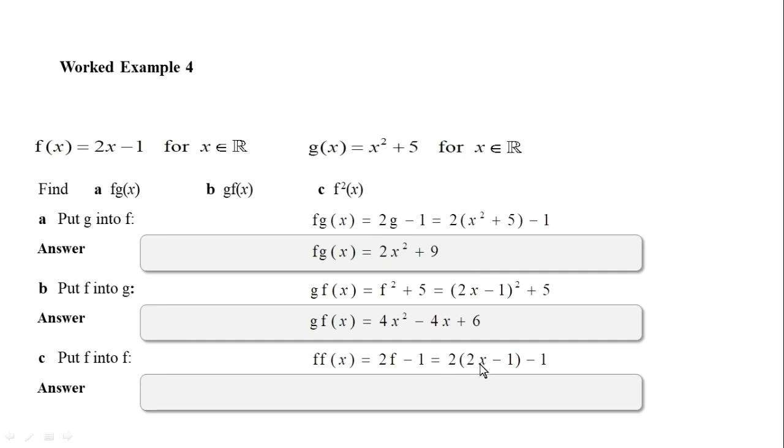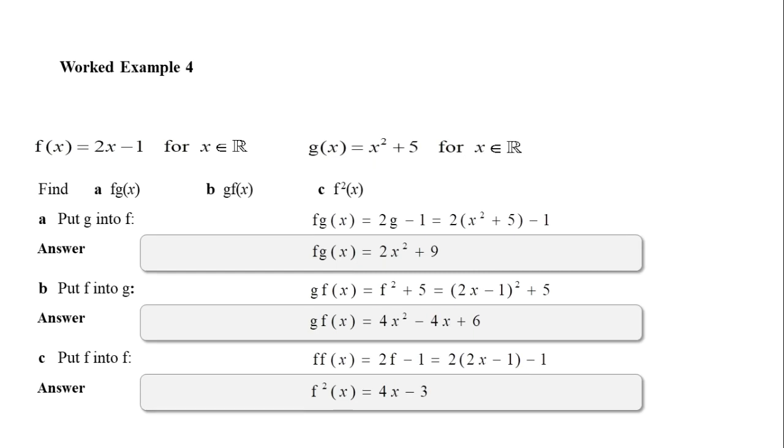2 times 2x is 4x. 2 times negative 1 is negative 2. Negative 2 minus 1 is negative 3. Therefore, it will become 4x minus 3. So these are the answers for the work examples.